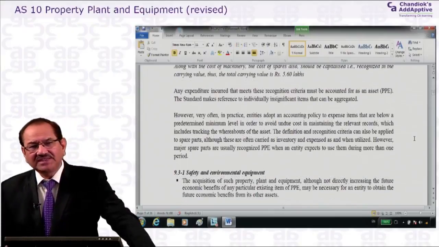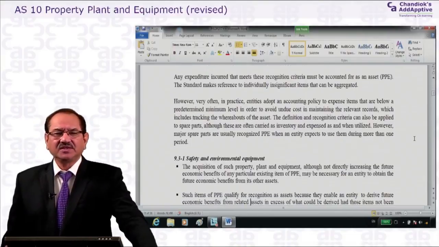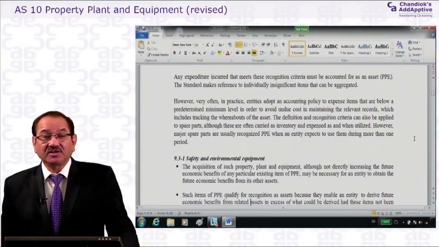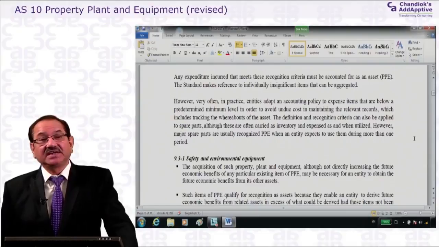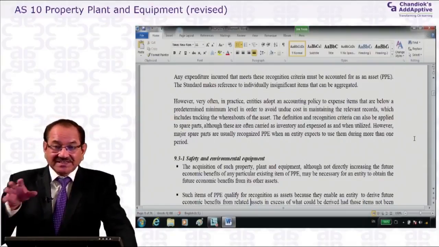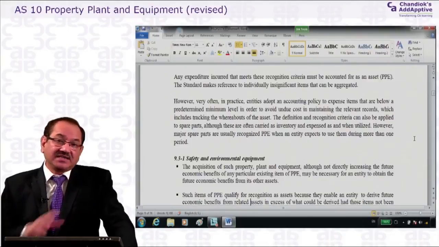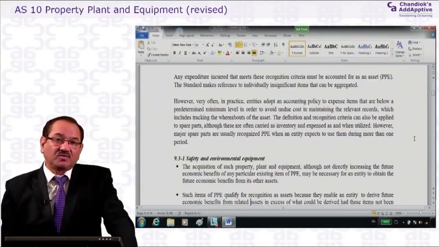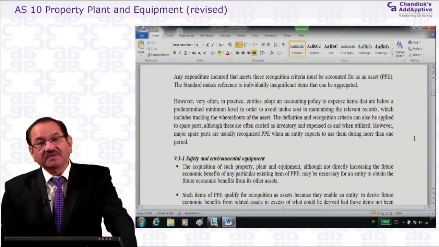One thing you will find is that these are not very expressly written in the earlier accounting standards, which is clearly written here, and earlier there was some discussion and confusion about the safety and environment equipments.